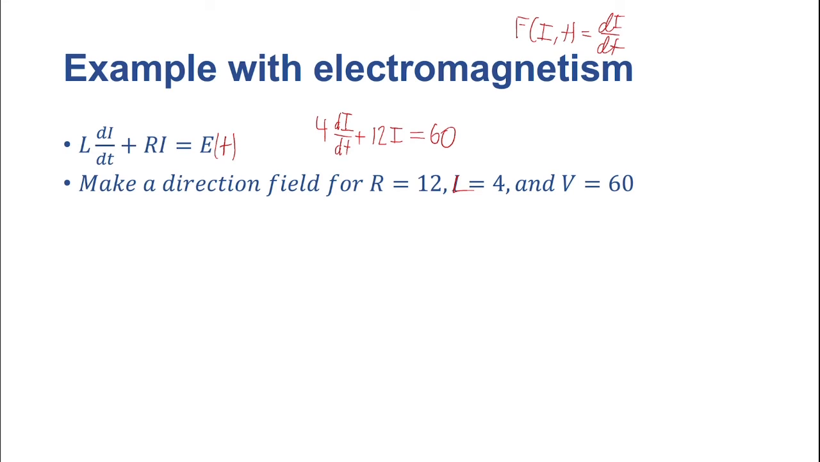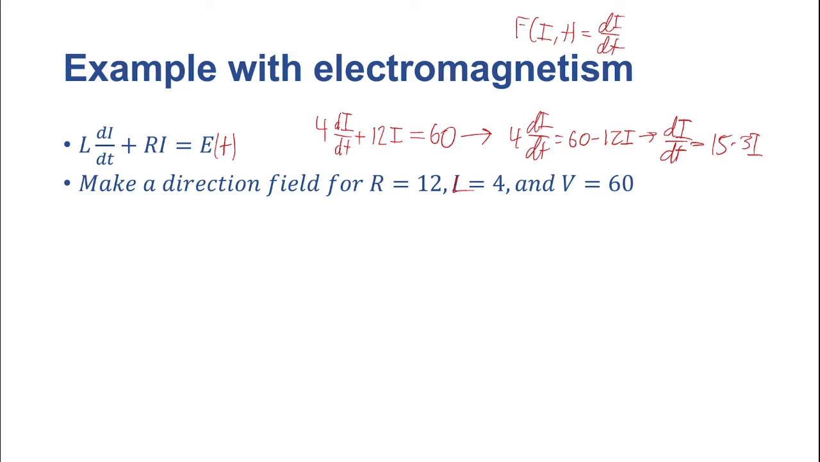Okay, so what we do is we're going to subtract 12I. So we are going to get 4 di/dt is equal to 60 minus 12I. Okay, so now all that's left is to divide by 4. So that gives us di/dt is equal to 15 minus 3I. All right, that's pretty. So now we have some sort of function in terms of I and t.